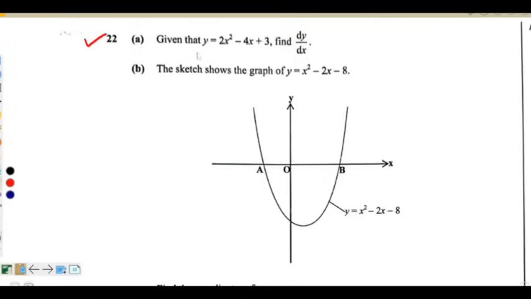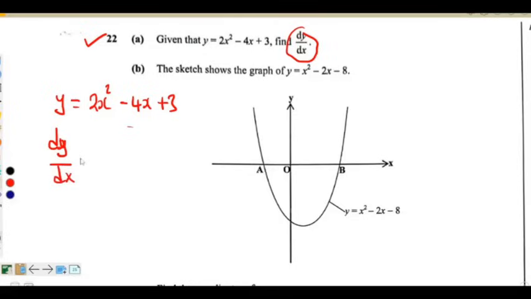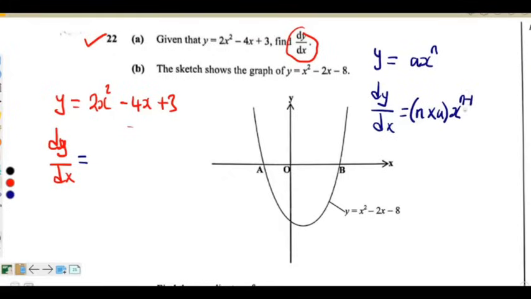Question 22a. Given that y is equal to 2x squared minus 4x plus 3, find dy/dx. So dy/dx simply means you differentiate this function with respect to x. The basic principle of differentiation: if you have a function y is equal to ax to the power n, and they ask you to differentiate, dy/dx is equal to n times a, then x to the power n minus 1. So the power is reduced by 1. We are going to use this idea to differentiate these functions.